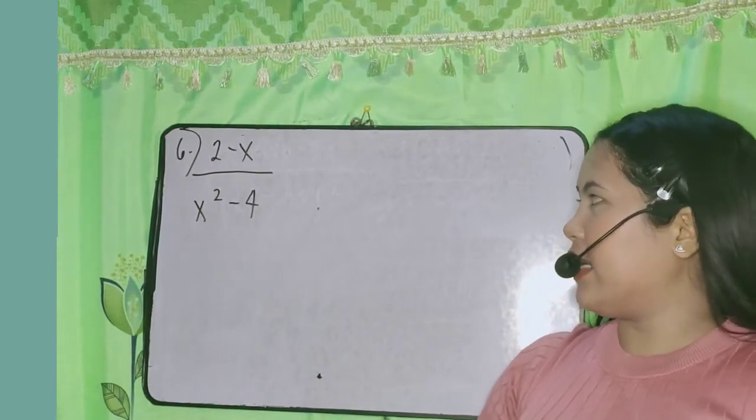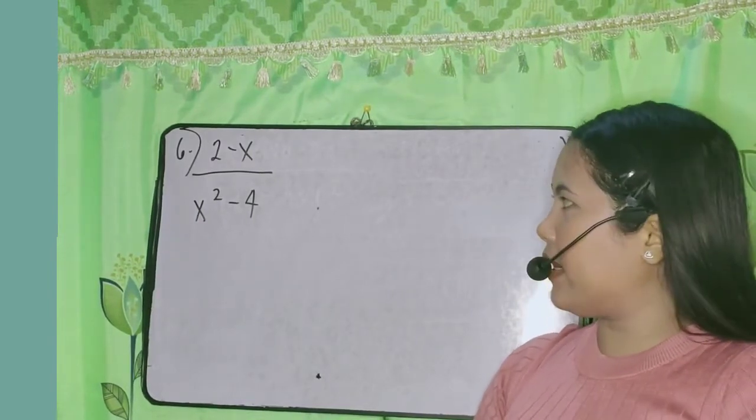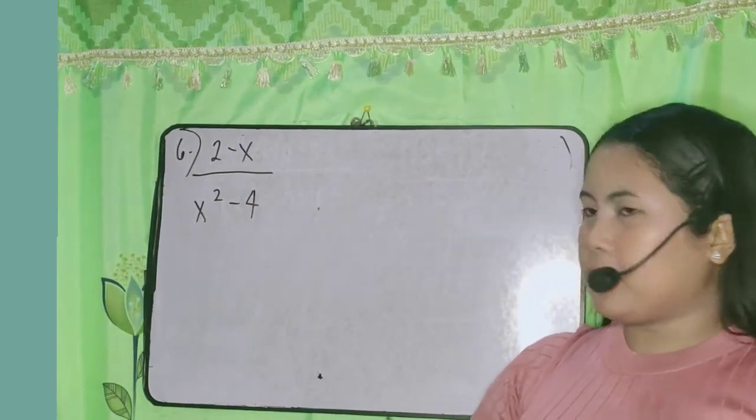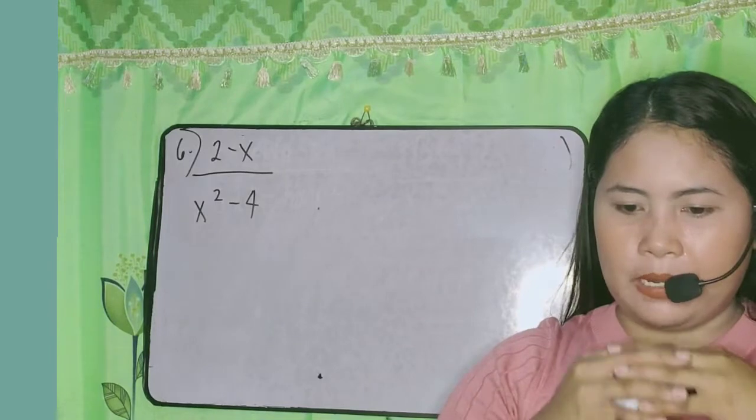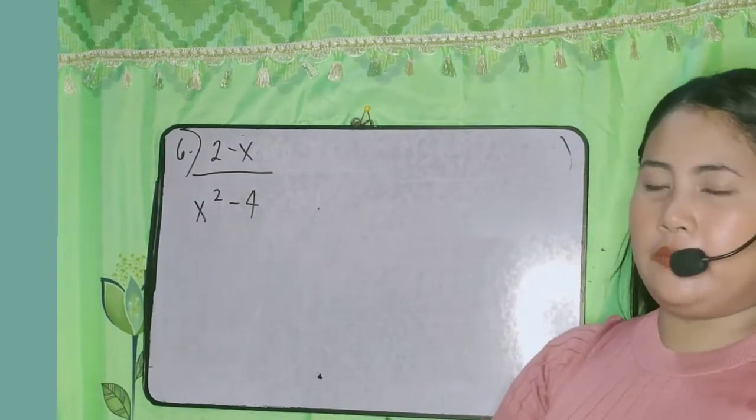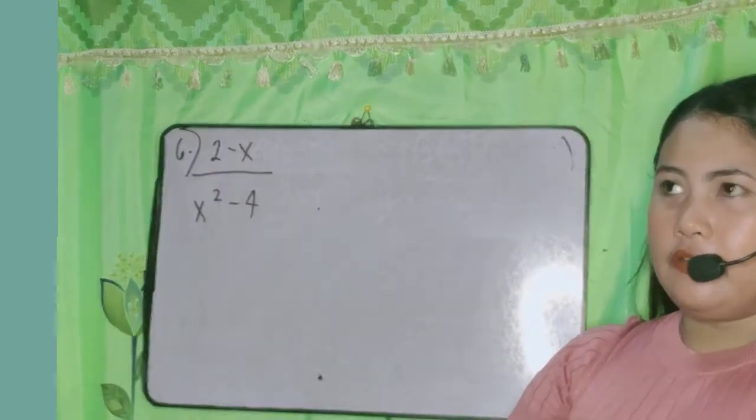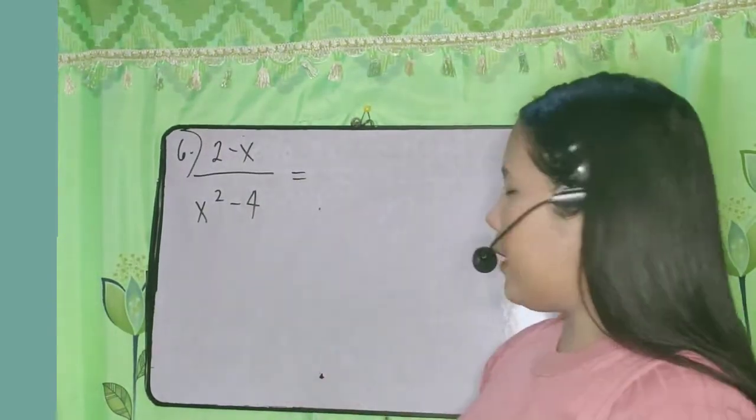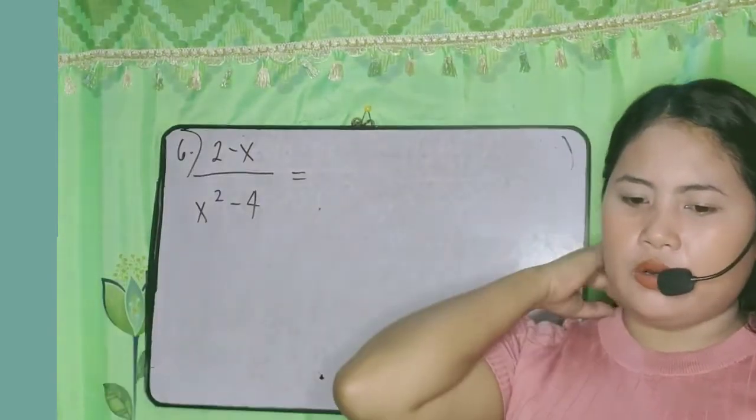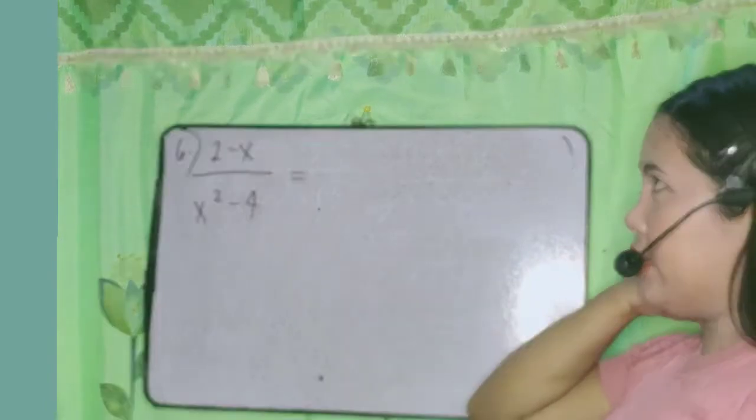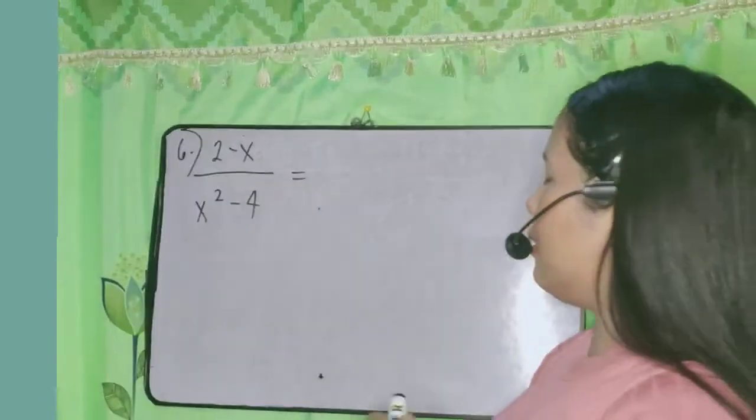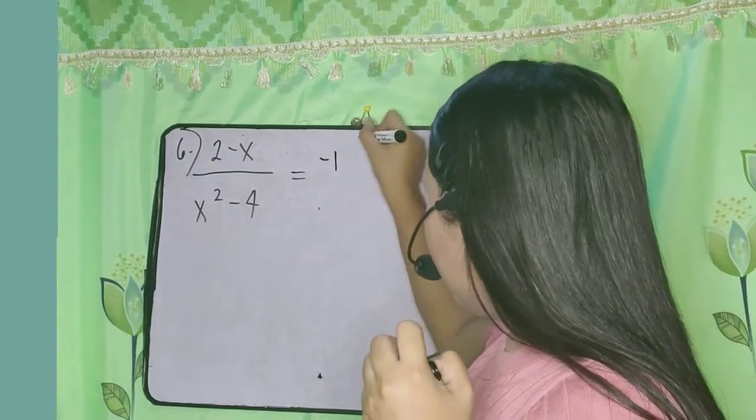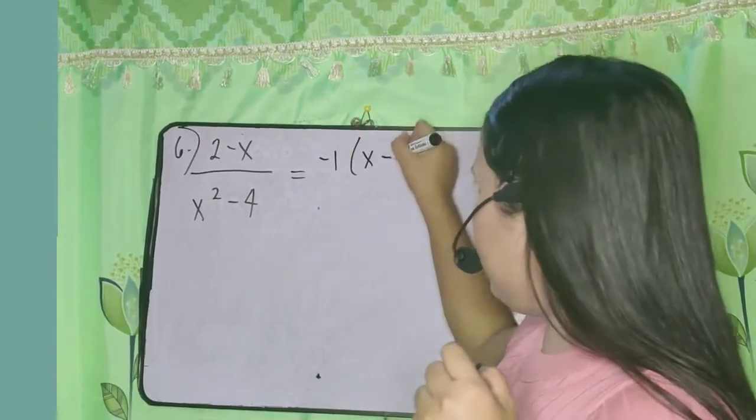So, simplify the rational expression which is 2 minus x over x squared minus 4. Okay, so dito po, still, kailangan pa rin po nating i-apply yung 2 steps natin, which is factor out the numerator and the denominator. Okay, so for the numerator po, ano po kaya yung factor niya? So, dyan po, uunahin po natin, o ilalagay po natin yung x sa unahan. So negative, of course, yung factor natin is negative 1 and then x minus 2.